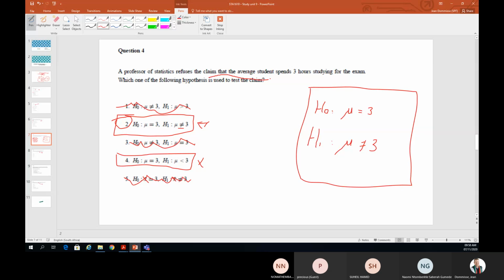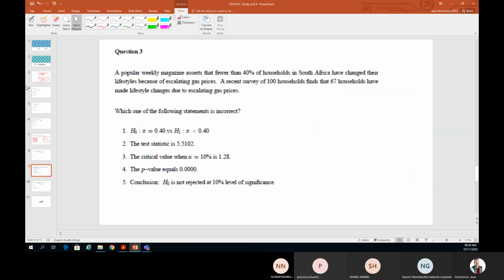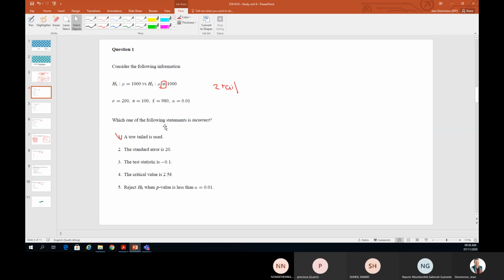So he didn't say in his claim that students spend more than 3 hours. He didn't say that they spend less than 3 hours. He just said that they're not spending 3 hours. So with that, we know that it is not equal to 3. Okay, so again, it's in some of our understanding of the words as well. Okay, here we need to work out a bit more. So let's go back to the first question and let's see if we can do one or two.